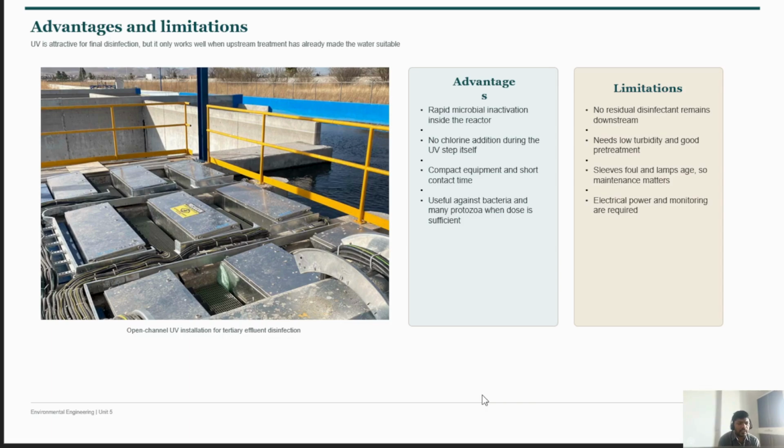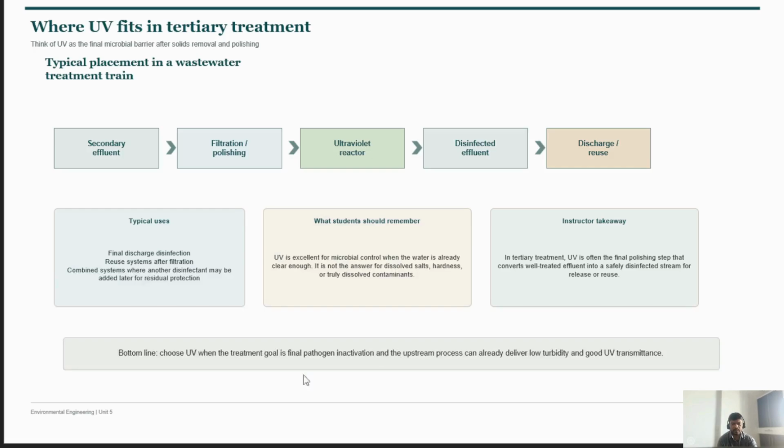It needs low turbidity, and good pre-treatment is then required. If turbidity is high, the UV light may not be that effective. So a good kind of pre-treatment is required before going for UV, as turbidity may affect the efficiency of the UV light in that treatment. Also, electric power consumption is involved. So these kinds of limitations are there in this particular process.